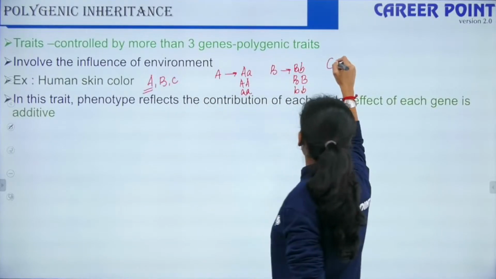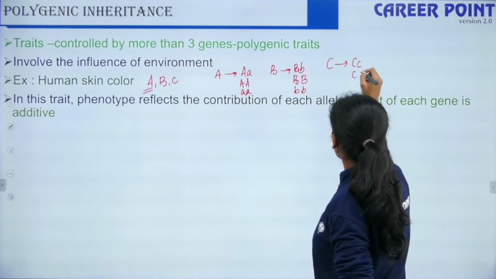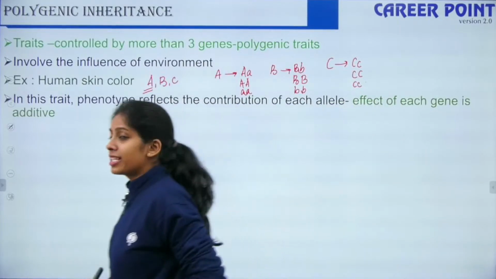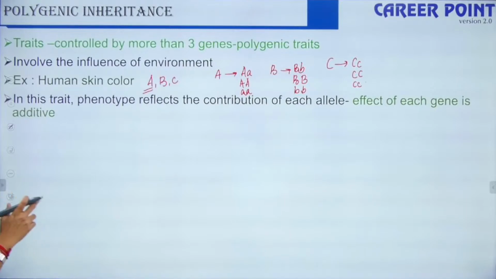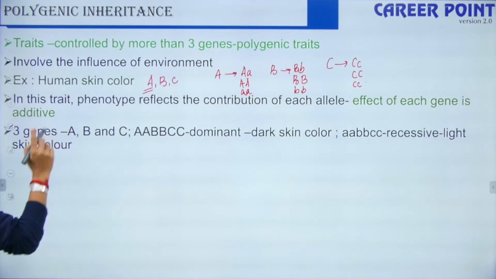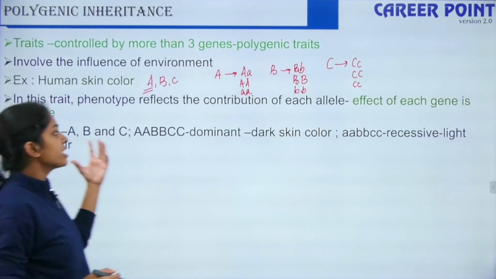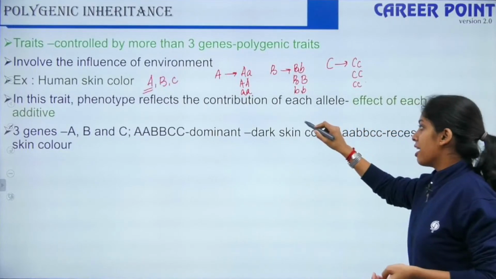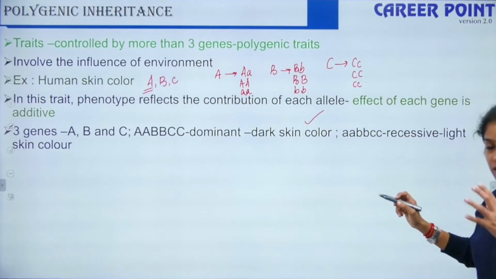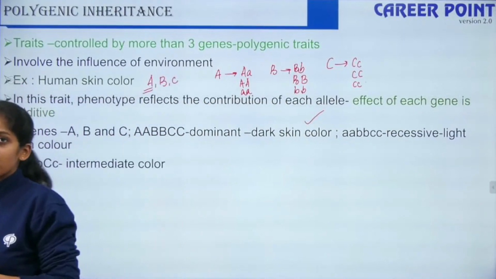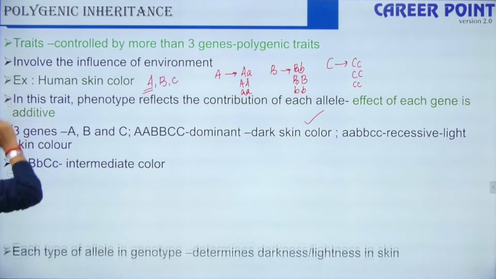If I talk about gene C, it has a pair of alleles with it, right? So in this trait, the phenotype reflects the contribution of each allele. The effect of each gene is additive. So there are 3 genes, and if everything is in the dominant condition, the person's skin color is dark. If everything is in the recessive condition, the person's skin color is pretty light. So when it is in the heterozygous condition, it is in the intermediate color.